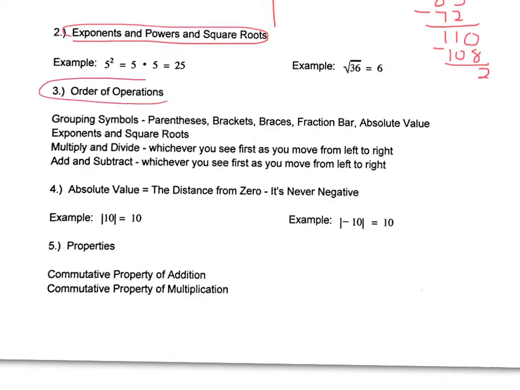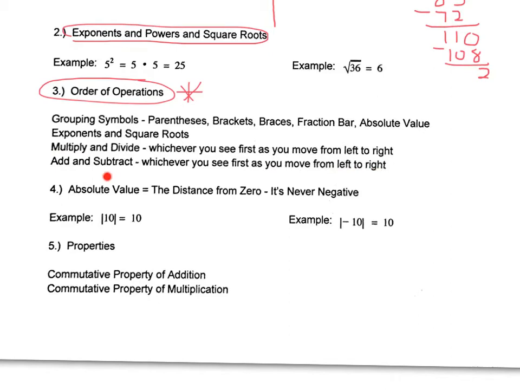Order of operations, very important concept. Please excuse my dear Aunt Sally. You need to look for all the grouping symbols first. There's many grouping symbols. Then exponents and square roots. Then multiply and divide, whatever you see first as you move from left to right. Then add and subtract, again whatever you see first as you move from left to right.